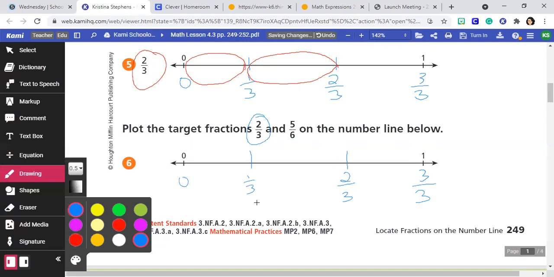Now I'm going to use another color. Let's use bright green. And I'm going to divide the same number line into 6 equal parts because this denominator is 6. So we want this number line to have 6 equal parts.